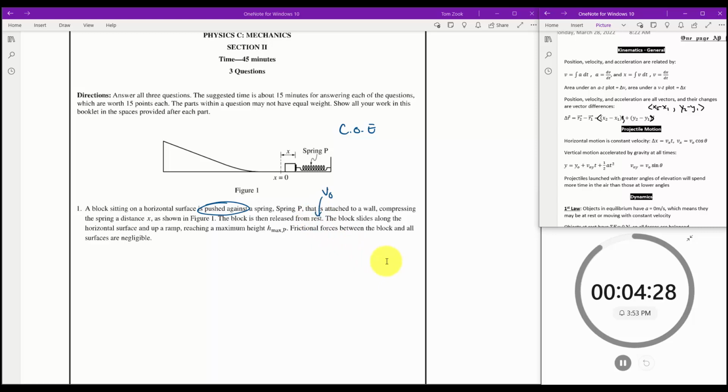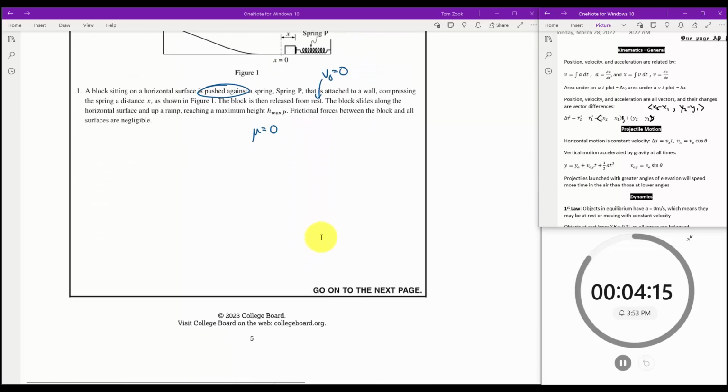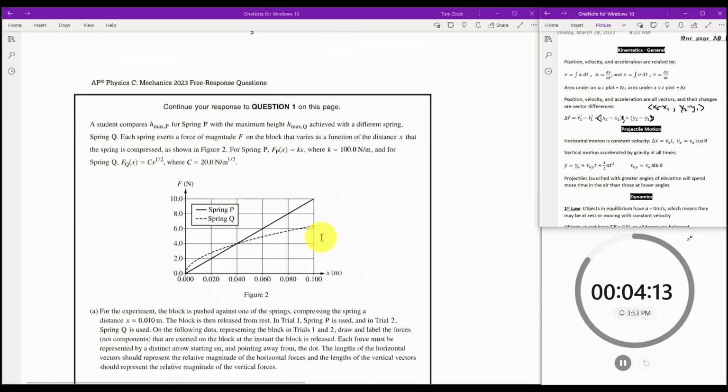The block slides along the horizontal surface up the ramp to maximum height h. So yeah, this is sounding like a conservation of energy problem. Frictional forces are negligible. Sweet, so no friction. I'm going to say mu equals zero for those. There's no question here. Cool, let's go on.